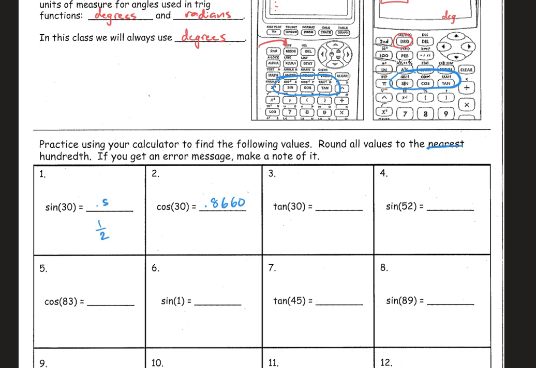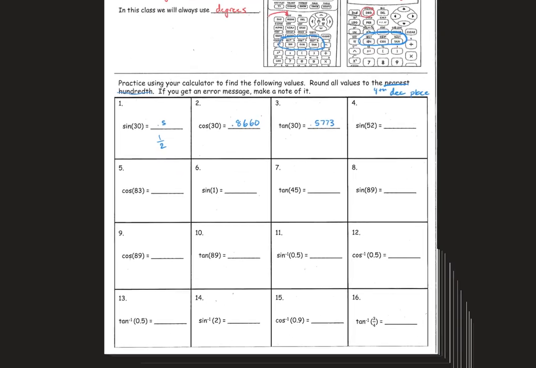And here's my next point. The instructions say round to the nearest hundredth. I want you to round to the 4th decimal place. Reason being is the more decimals you have, the more accurate your number is. And we want to make sure that our numbers are as accurate as possible. Okay, last one that I'll do with you is tangent. So tangent of 30, and you have 0.5773. Okay? Go for it. Do the rest.